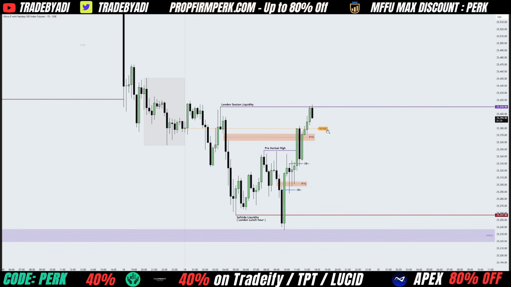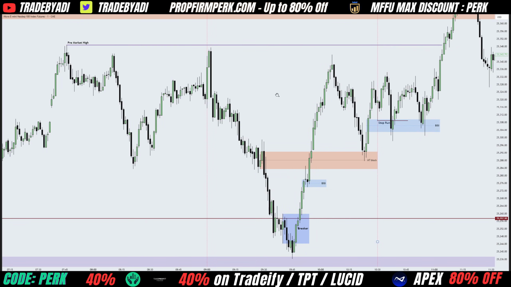We were in the deep discount. We were also below the midnight opening price and also below the 8:30 opening price. So this is how you are going to see whether we are in a deep premium or a deep discount. This is the dynamic premium and discount. This is the 1 minute chart.